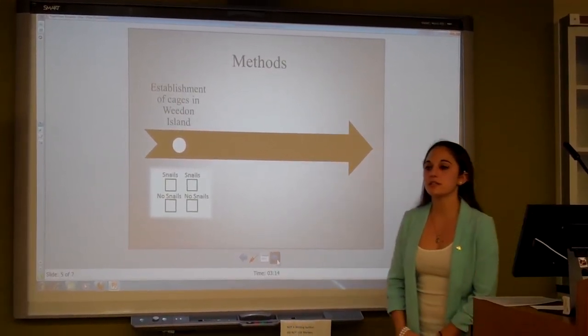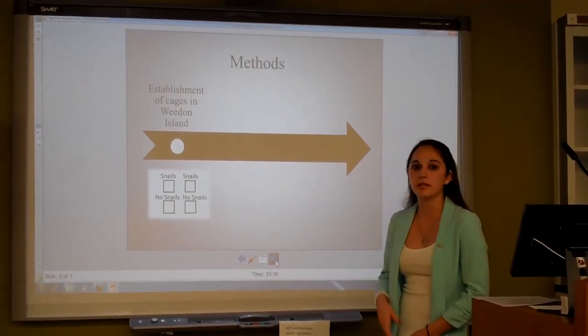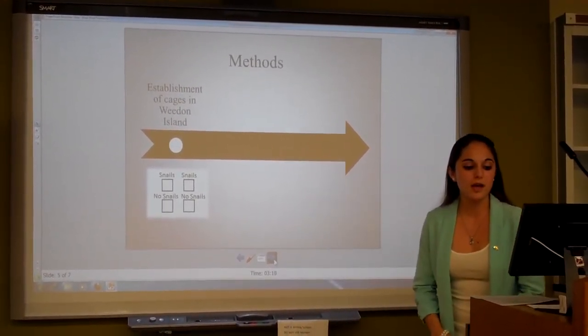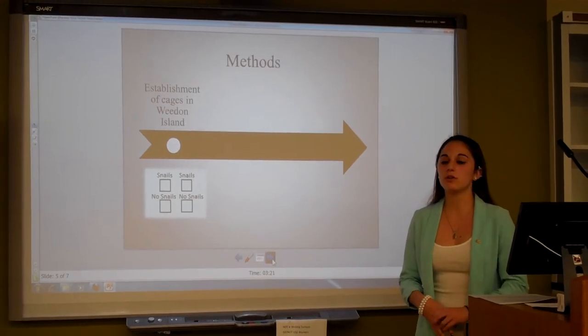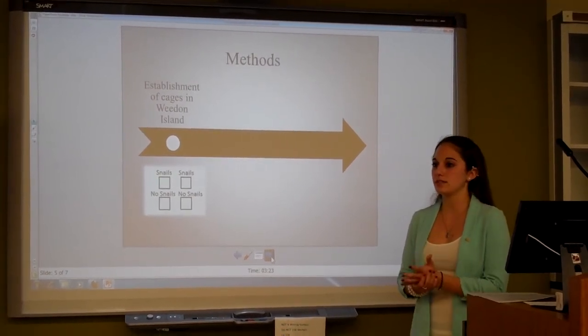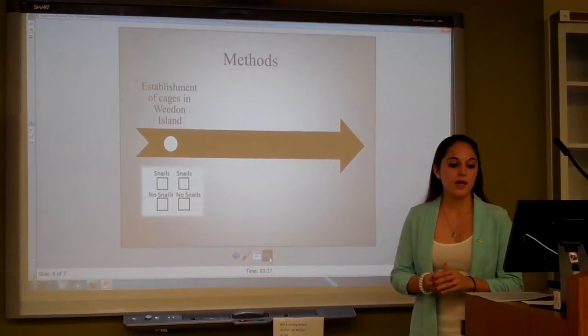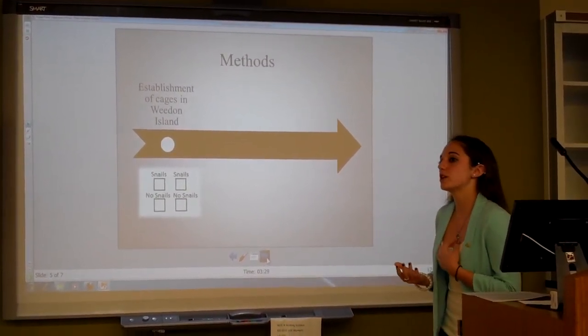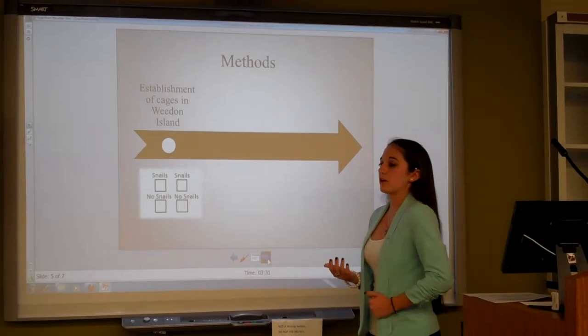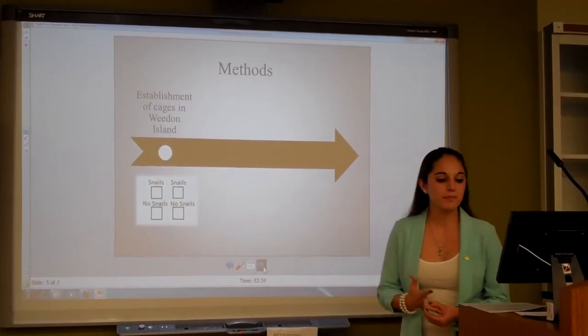To answer this question, 16 total hardware cages will be placed on the forest floor in pairs. One of those cages will have snails as well as the seedlings. The other one will only have seedlings and no snails. The location of these cages will be determined by the mangrove composition in that area.